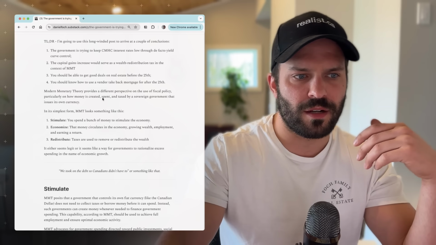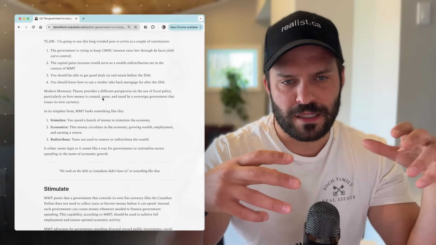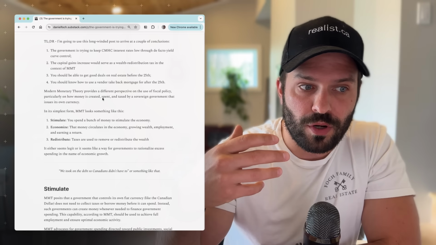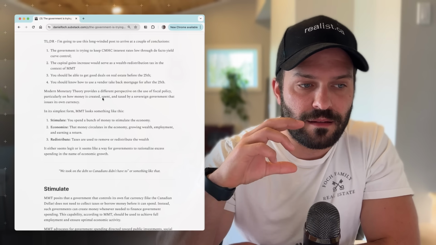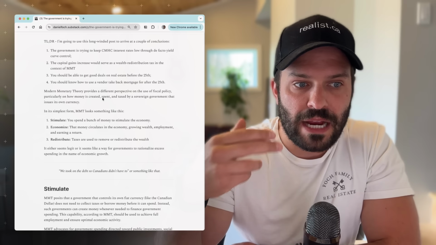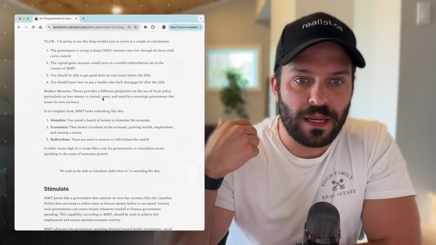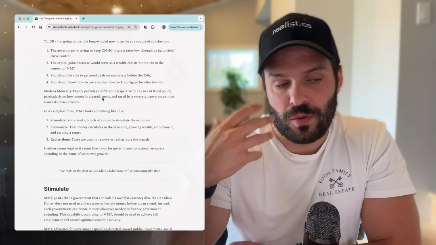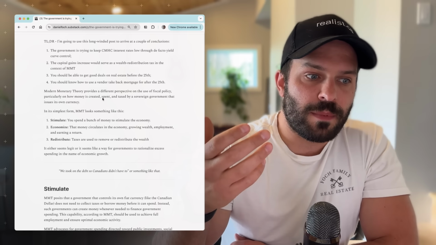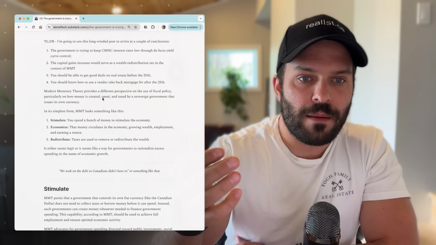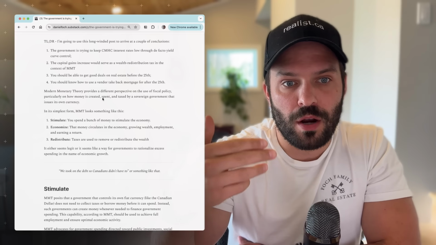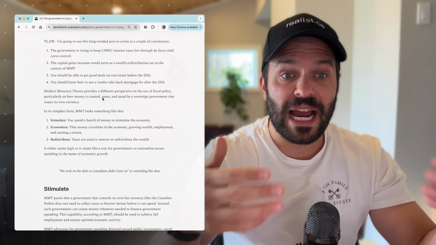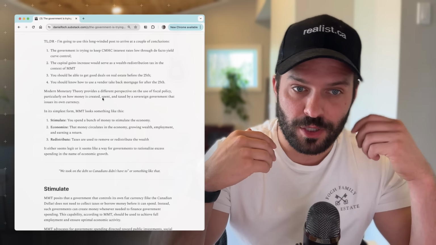So modern monetary theory provides this different perspective on the use of fiscal policy. It basically states that governments who create their own currency and they spend and tax that currency, they can issue any amount of currency that they want in order to stimulate the economy. So in this scenario, you would spend money to stimulate the economy. Then that money would be out in the economy, making money, earning a return. And then you would tax that money back out to redistribute it.